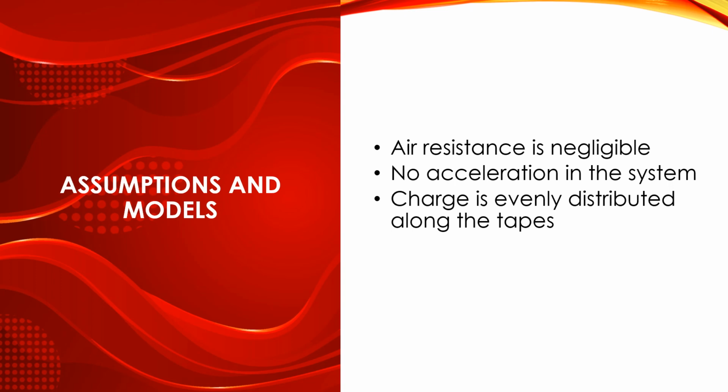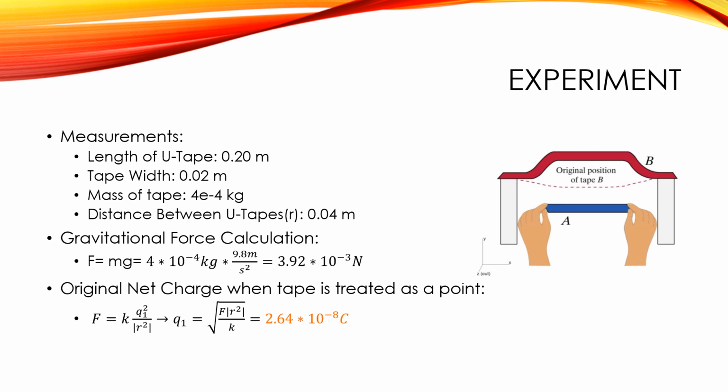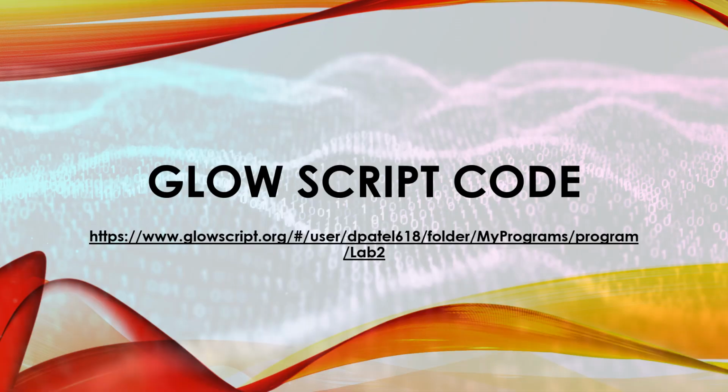Unlike the last lab, we are evenly distributing the charge of the tape along the surface rather than the charge being concentrated at one point. From the previous lab, we gathered these measurements to help drive our model today. Using these numbers and calculations, we assume our charge of the top tape to be 2.64 times 10 to the negative 8 coulombs, which we will use to build our model. Here is the link for the GlowScript code I have built for this lab.